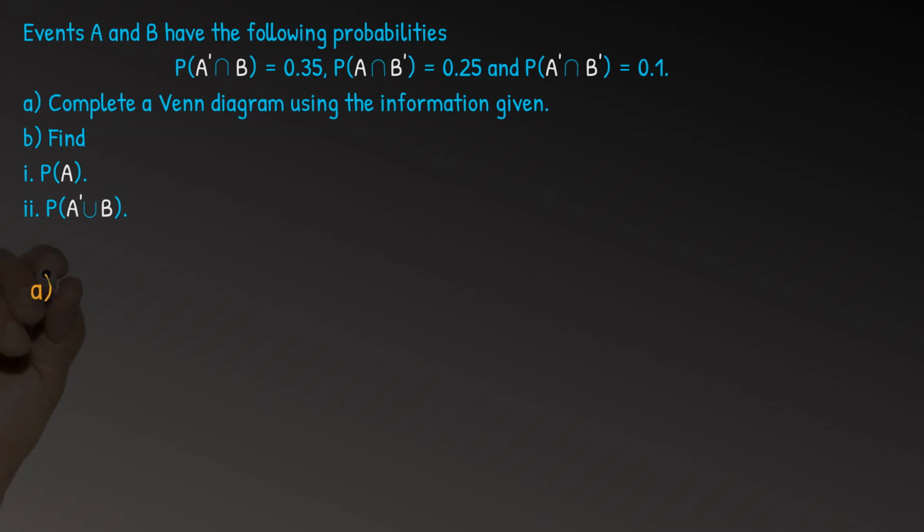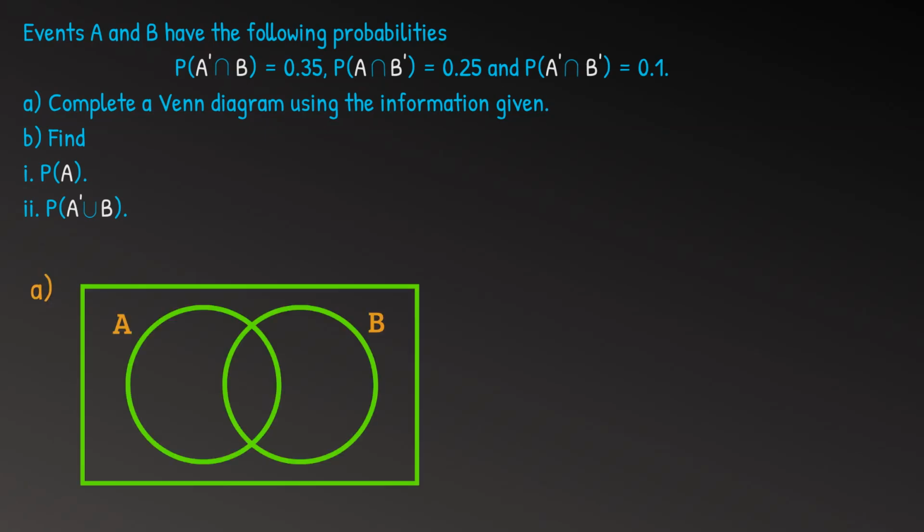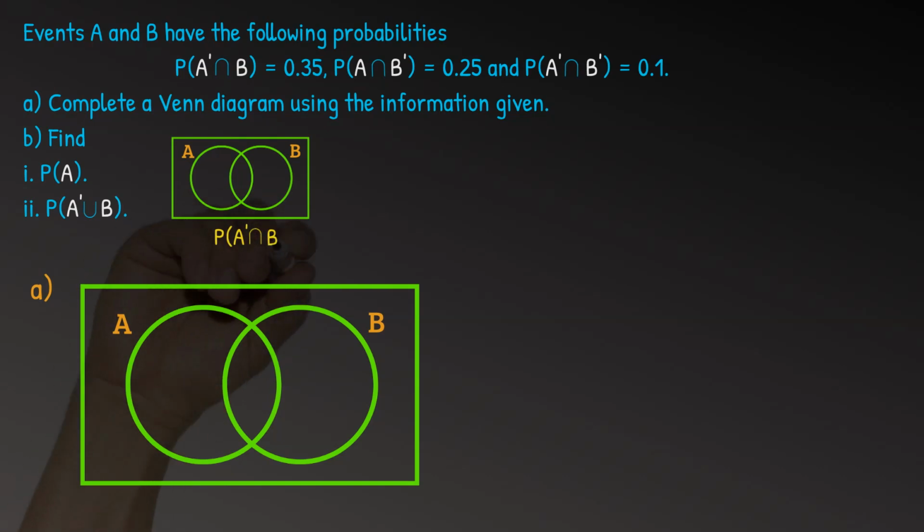So in the first question we're asked to complete a Venn diagram using the information given. So let's look a little closer at the information we have been given. We've been given a value for A complement intersect B, and that's this area here because it's everything that is outside of A but is also inside of B. And we know this value is 0.35.